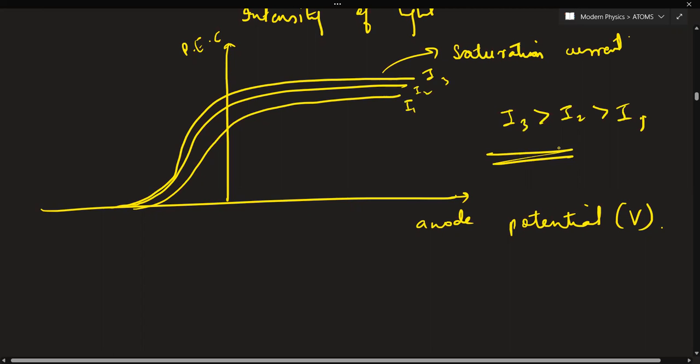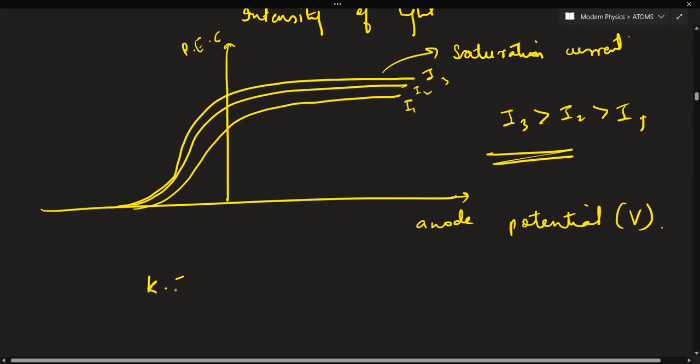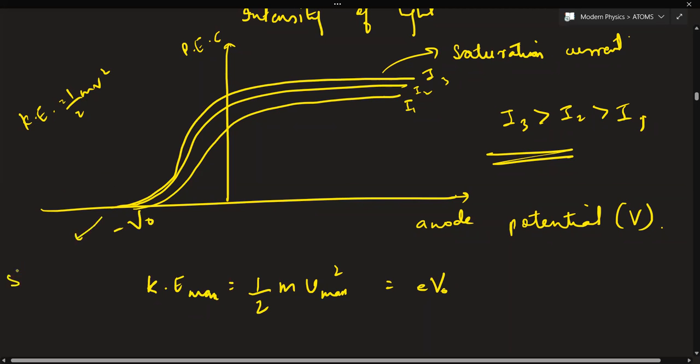Then the third graph that you have, also from this graph, you have to remember this formula. Kinetic energy maximum is equal to half m v square. In general, the formula of kinetic energy is half m v square. So if we have to take maximum kinetic energy, then you have to take maximum velocity. So this becomes half m v max square, which is equal to the electronic charge multiplied by the stopping potential. This is the stopping potential.